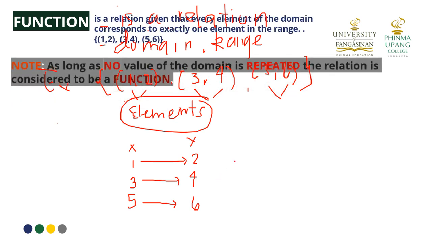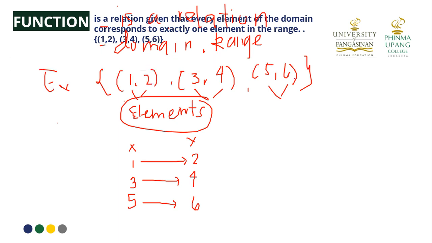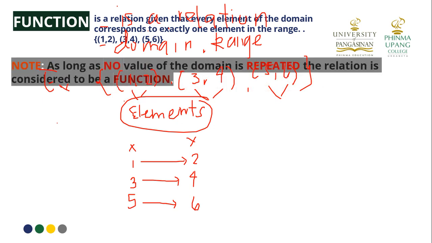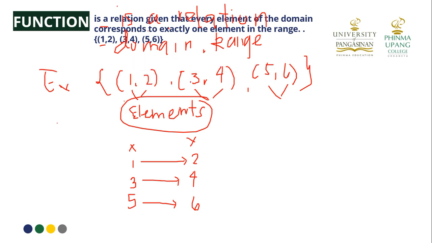Okay, note, as long as no value of the domain. Yun. So, meron tayong mababasa sa module natin, as long as no value of the domain is repeated. So, kung titignan mo yung example natin dito, nasagot nyo na yung note natin. As long as no value of the domain is repeated, the relation is considered to be a function. Yun lang yung goal natin dito. As long as the domain or as long as your x po ay hindi na uulit, then that is function.